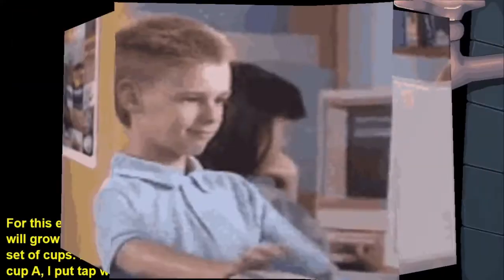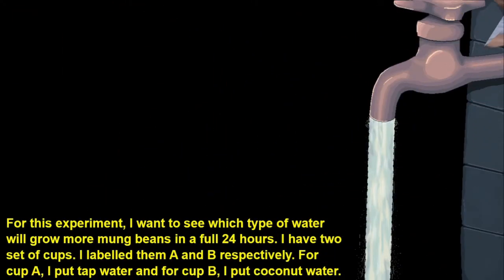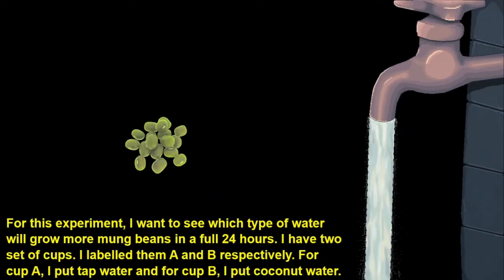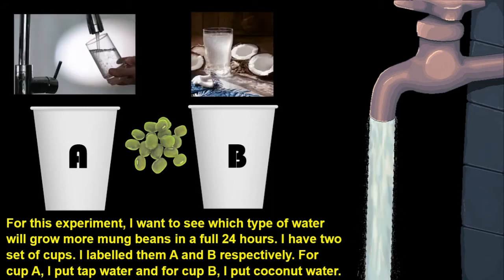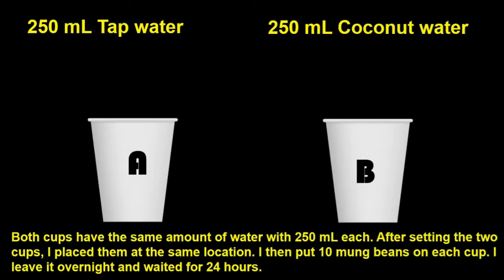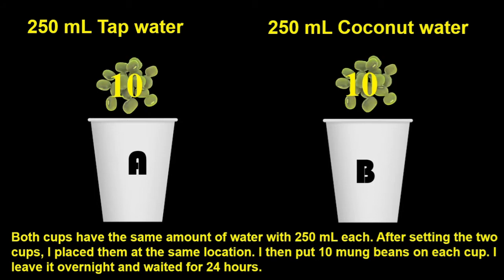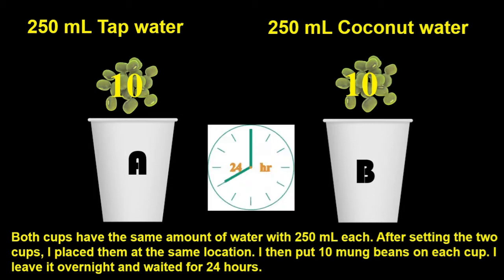Are you ready? For this experiment, I want to see which type of water will grow more mung beans in a full 24 hours. I have two sets of cups. I labeled them A and B respectively. For cup A, I put tap water, and for cup B, I put coconut water. Both cups have the same amount of water, 250 ml each. After setting the two cups, I placed them at the same location. I then put 10 mung beans on each cup. I left it overnight and waited for 24 hours.